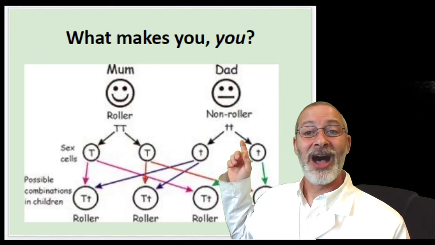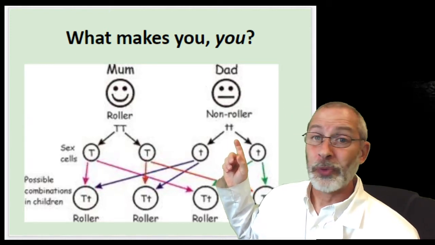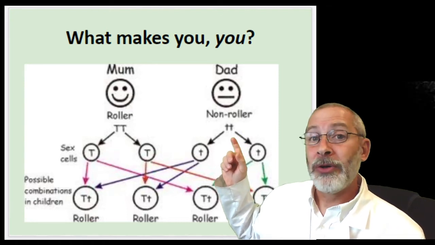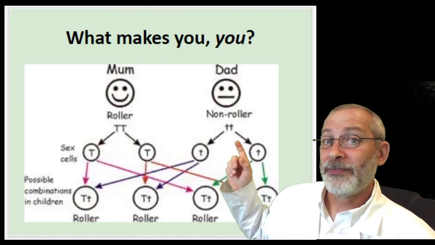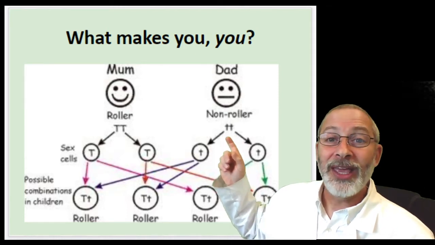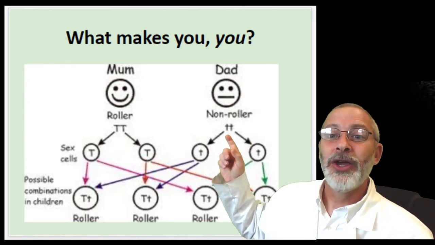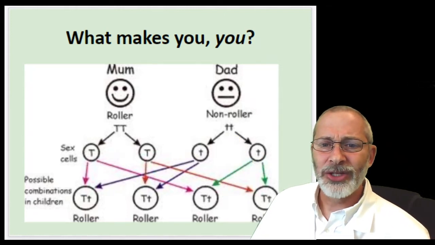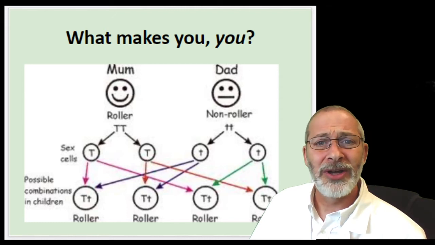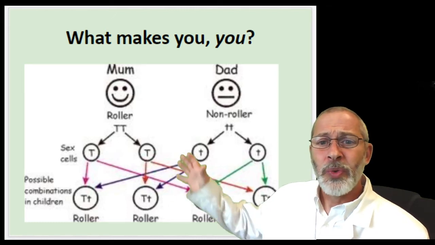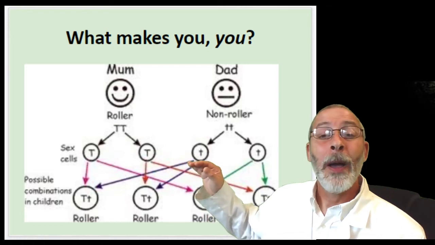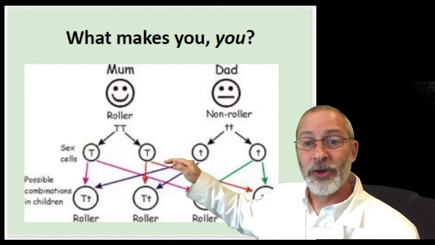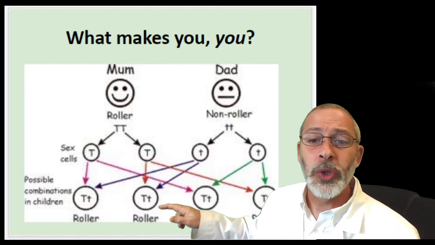In order to be a non-tongue roller, that is a recessive trait, your dad would be a homozygous recessive. Both the same, lowercase letters, homozygous recessive. Now, what is the likelihood that the children will be a tongue roller or a non-tongue roller if the parents are like this? Well, it ultimately has to do with meiosis, the production of sex cells from both of your parents, and how they possibly can join together.